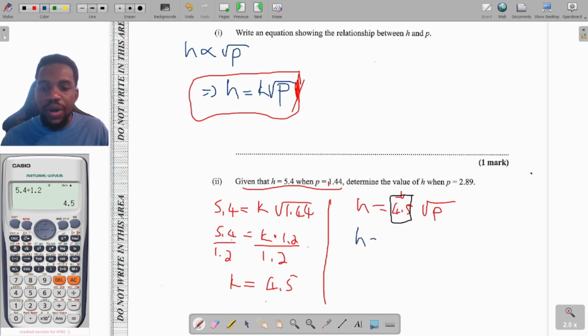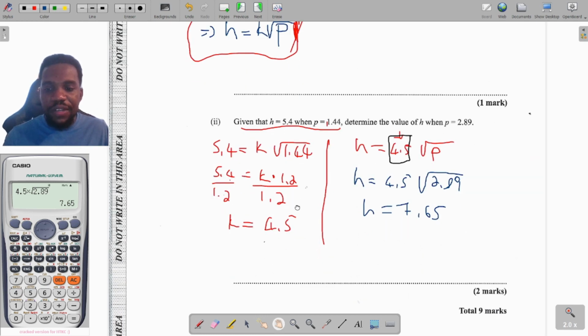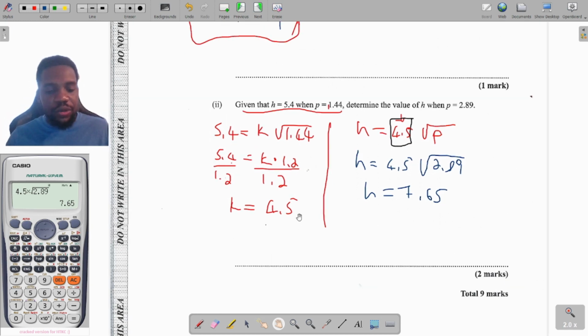So we want the height. The 4.5 will come back times the square root of 2.89. So my height is equal to, we have the option of putting that entire thing inside of the calculator, which is important that you know how to use the calculator, right? So I'm going to have 4.5 multiplied by the square root of 2.89. That's 7.65. So my height is 7.65. Not bad at all. Let's bring this up and see if we have any more questions. And that ends question 1 and 2 on my 2022 CXC Mathematics past paper.